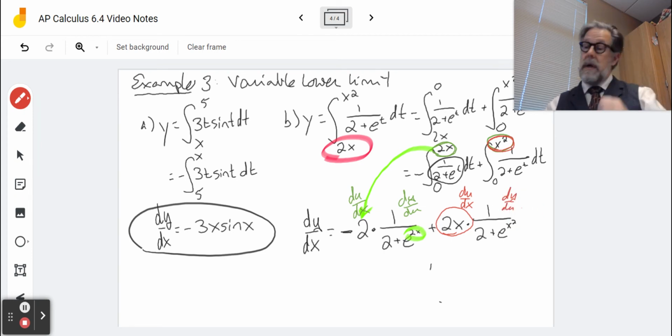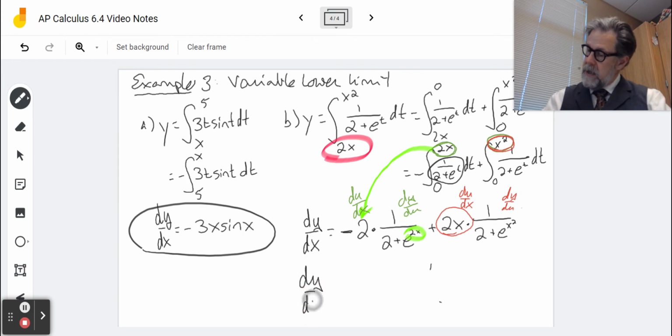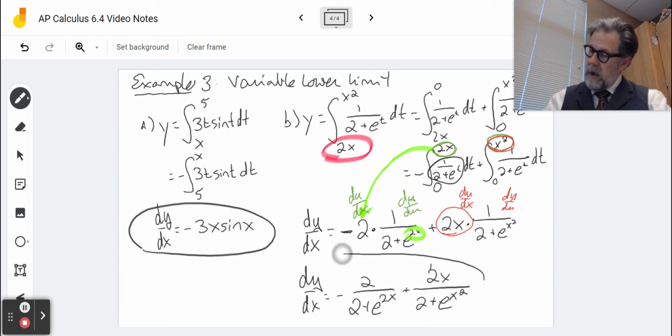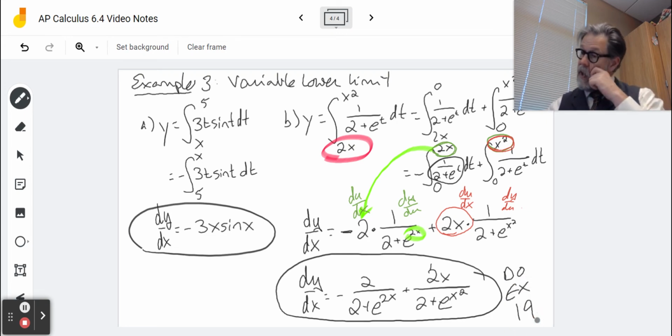All right, so there's our final answer. Let me go ahead and write it out. dy dx equals negative 2 over 2 plus e to the 2x, plus 2x over 2 plus e to the x squared. There's my derivative of that initial function. So my students, why don't you go ahead and do exercise 19. I'll ask you to do a chain rule problem.